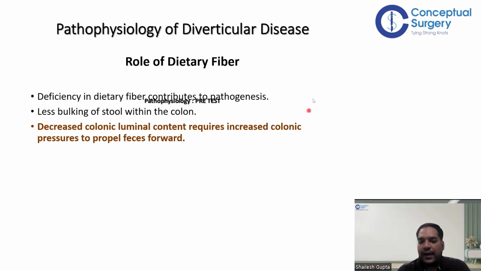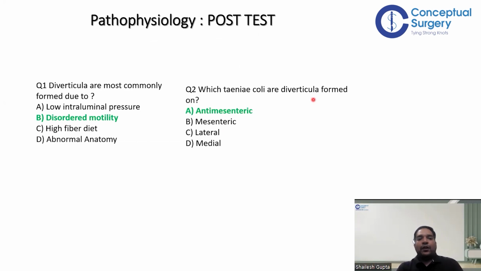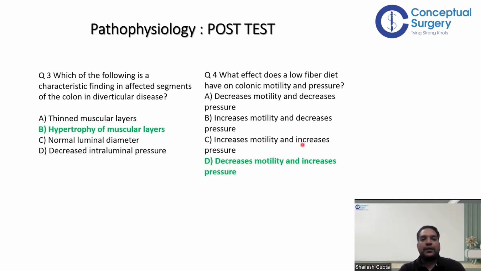It was beautifully described in the suggestion, this line. So diverticula are most commonly formed due to disordered motility, right? Which tinea coli are diverticula formed in? Answer is antimesenteric. So you are right. Antimesenteric is the answer. And just hold on. Question number 3. Which of the following is a characteristic finding in the affected segment of the colon in diverticular disease? Answer is D. Hypertrophy of muscle layer.